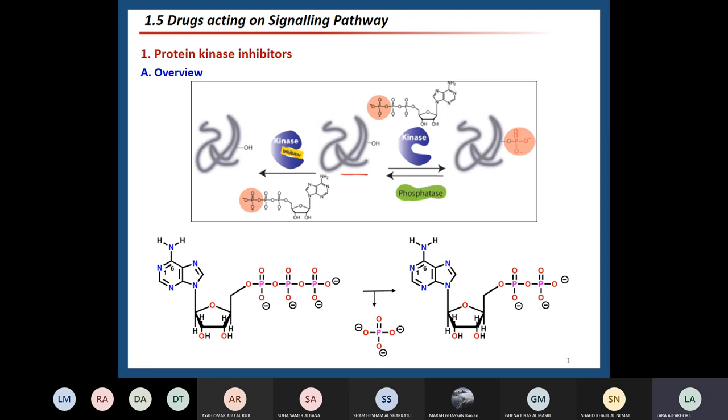Where do you think it will get the phosphate group وتضيفها على, let's say, attach it to its substrate? Look at the image. Where do you think it gets that phosphate group? Yes, from a triphosphate nucleotide, in particular the ATP.